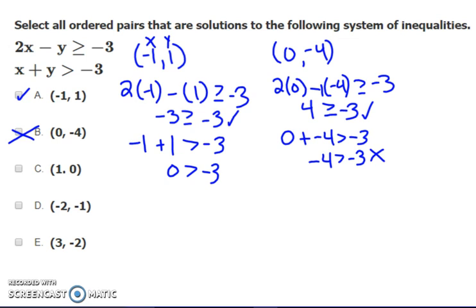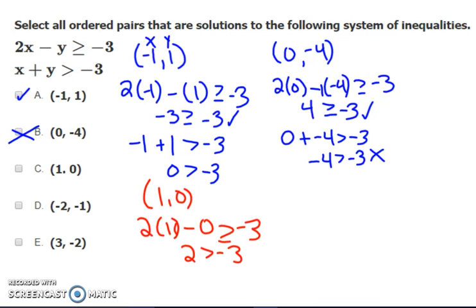If I check letter C, I have (1, 0). Well, 2 times 1 minus 0 is greater than or equal to -3. 2 times 1 is 2. 2 is definitely greater than or equal to -3. So now I'm going to check the bottom. I'm going to say 1 plus 0 is greater than -3. 1 plus 0 is 1. Well, 1 is definitely greater than -3. So since, and I apologize for the bell, both of those statements work, letter C is also an answer.